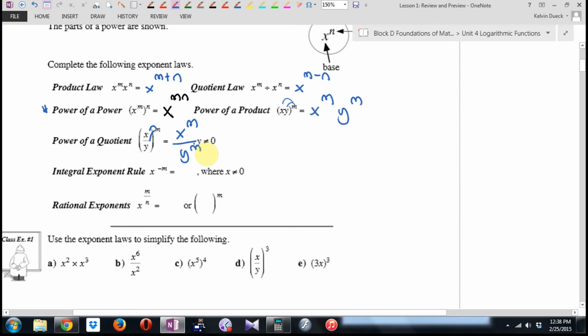Here are the two that you did in Math 10, which kids still get mixed up. The integral exponent rule, a negative exponent. What the heck do I do with that?